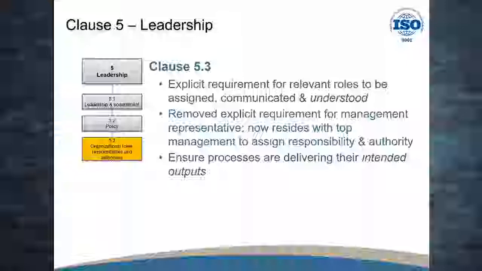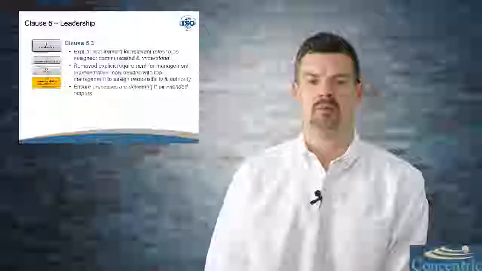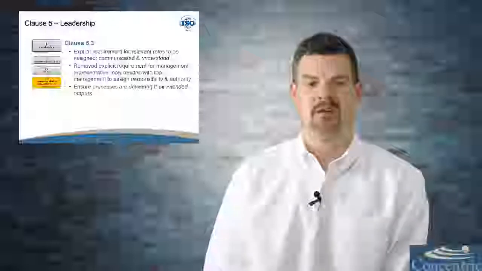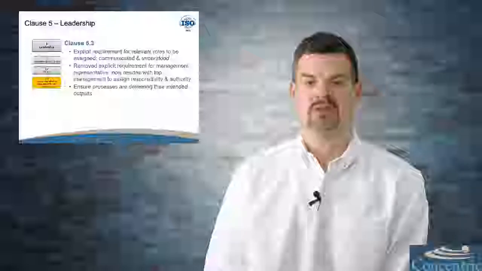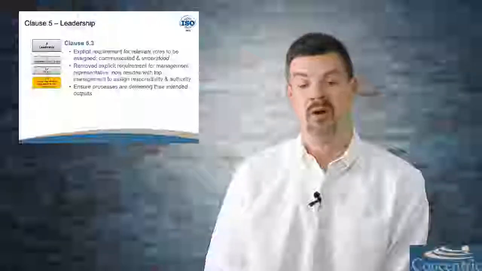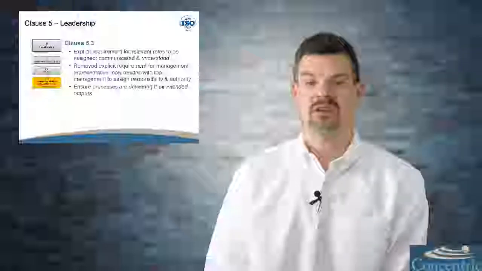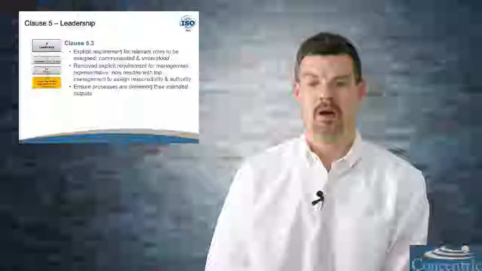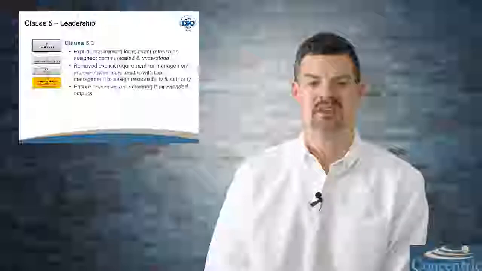5.3 also goes on to say, ensure processes are delivering their intended outputs. So all of the processes of your QMS that are within your scope, you need to make sure that they're delivering their intended outputs. So one question might be, how do you know what the intended outputs are? Where is that defined within your organization? In fact, that becomes something that you have to define. You should have a process for that, and we'll talk a little bit about that in the process design module.